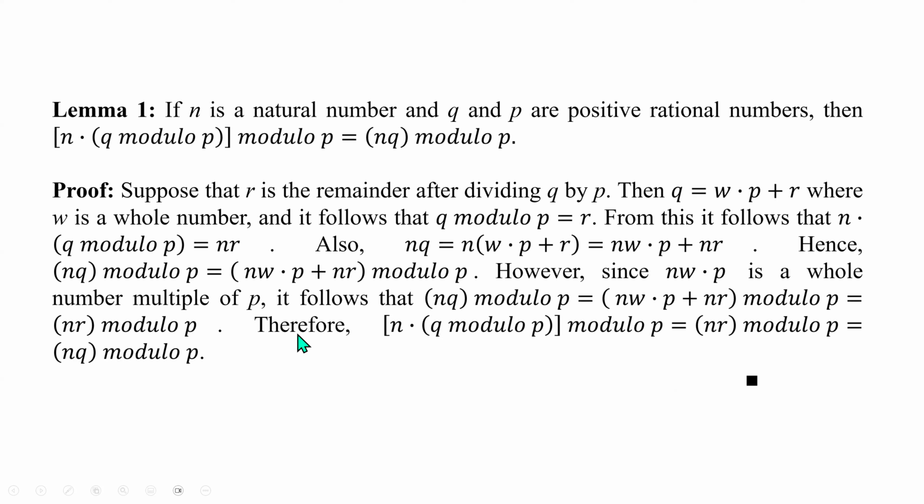So therefore, what do we have here? We have that n times (q modulo p), and then that whole thing evaluated modulo p. Well, q modulo p is equal to r, so this is equal to n times r modulo p, but we just saw that n times r modulo p is equal to n times q modulo p. And showing that this is equal to this is what we want to do. So we have proven this lemma.